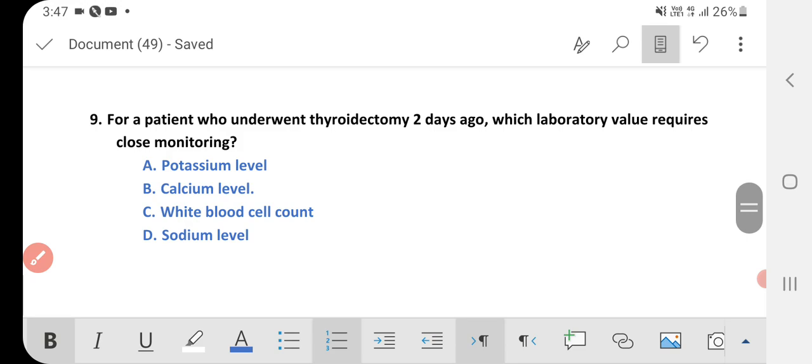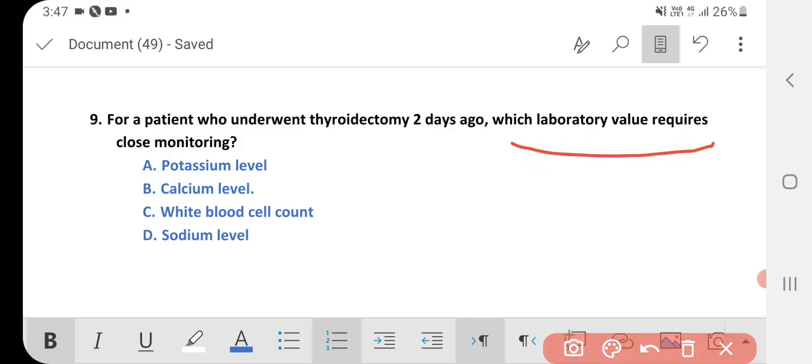Ninth, for a patient who underwent thyroidectomy 2 days ago, which laboratory value requires close monitoring? Potassium level, calcium level, white blood cell count, sodium level. So the right answer is calcium level.